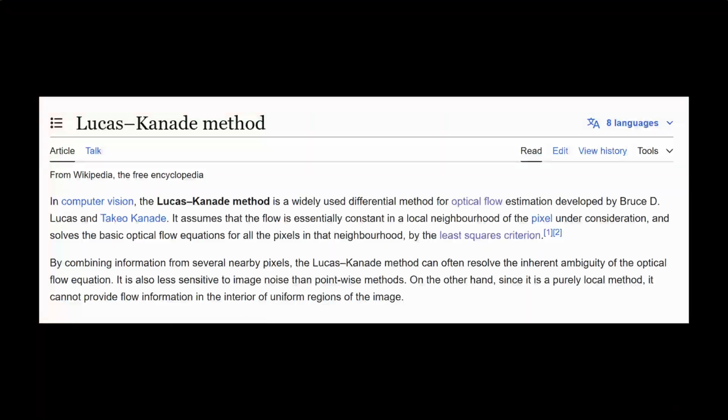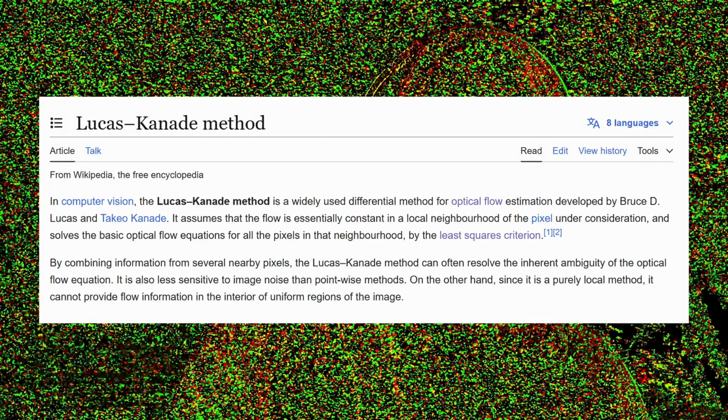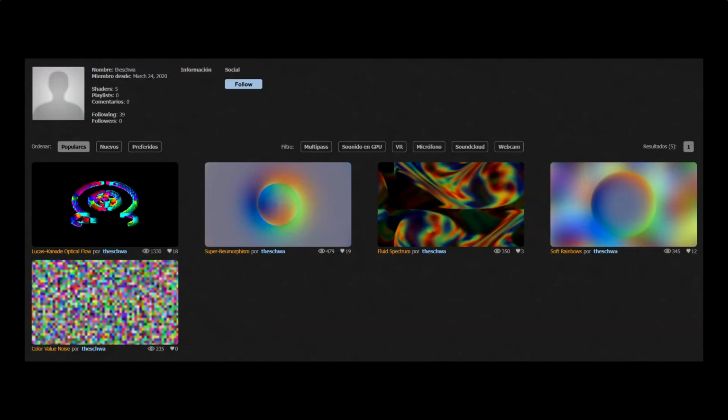The resulting solution is the final motion vector, and this is what it looks like when all pixels are colored by the motion of the 2D points they represent. This whole method we've built up to is called the Lucas-Kanade method, and I have to thank Schwa on Shadertoy for their example and a link to the Wikipedia article.